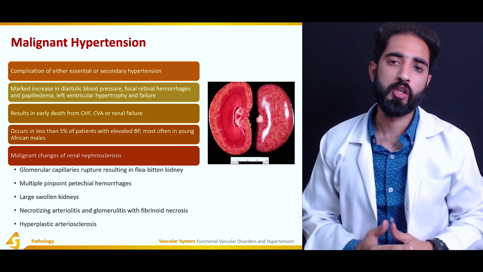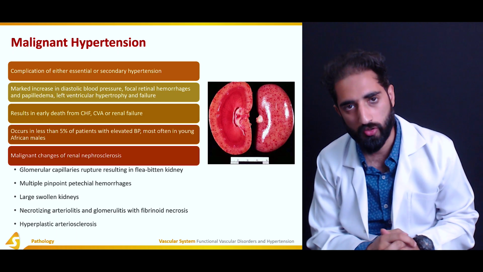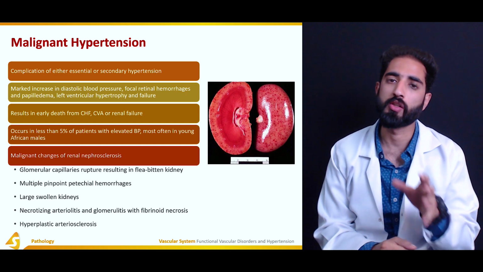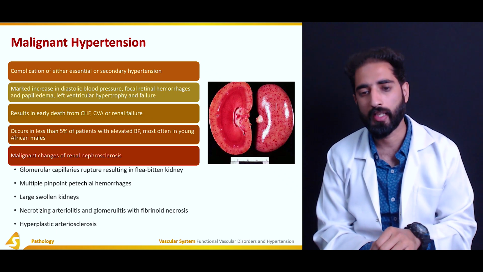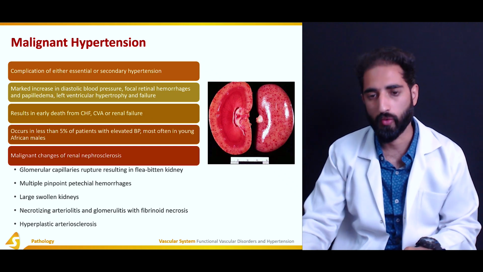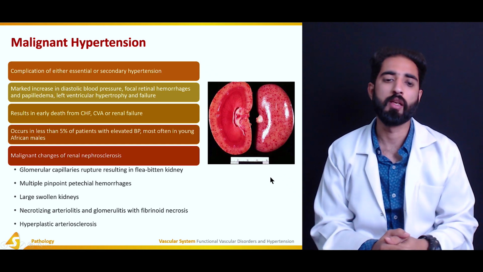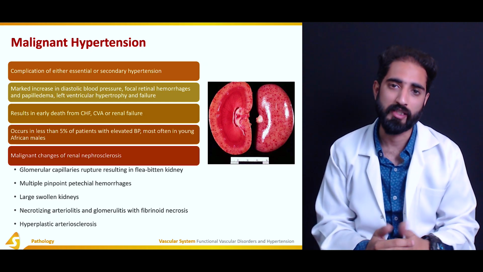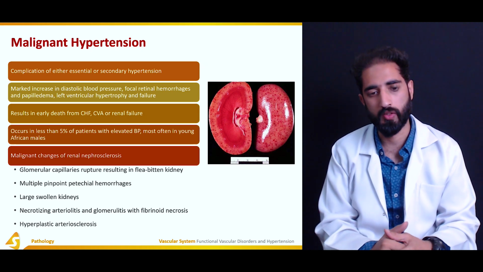Now, a very important condition is malignant hypertension. It is a complication of either essential hypertension or secondary hypertension, and it is characterized by a marked increase in diastolic blood pressure, as well as focal retinal hemorrhages, papilledema, and left ventricular hypertrophy and failure. So here you can see focal retinal hemorrhages, and it is also a cause of early death from congestive heart failure, cerebrovascular accidents such as stroke, and renal failure as well.